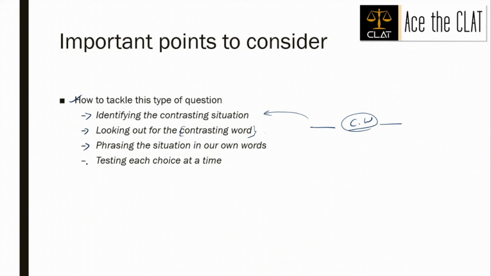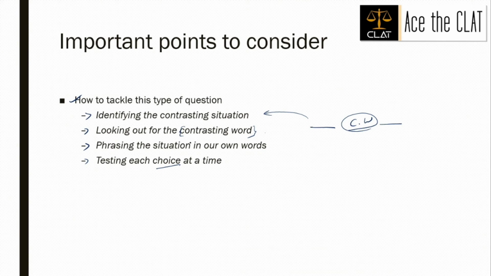The third thing is phrasing the situation in your own words. What I mean is that we need to identify the contrasting situation and phrase it in our own words so that we understand it well. By the way, this third point would be clearer as we solve some examples, right? And the fourth and final step is testing each choice at a time. In this step, we need to test whether the piece of information present in the choice is able to explain our discrepancy or mystery or not.